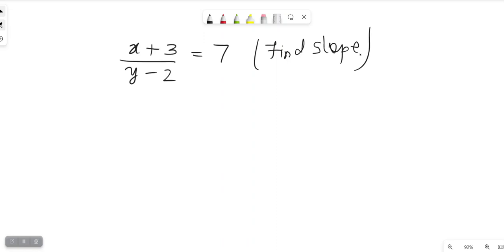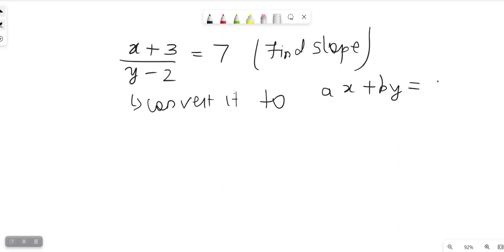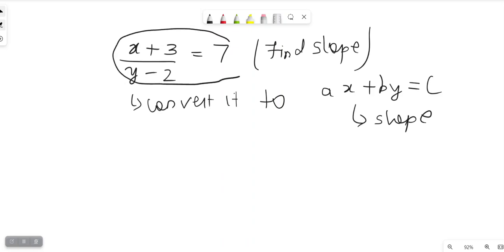So in this case, we first convert this equation to an equation of the form ax plus by equals c. We first convert this equation to something like this, and from this equation, then we get the slope. We don't directly find the slope from this equation. So when we have something like this, we convert it to this form and from this we get the slope.